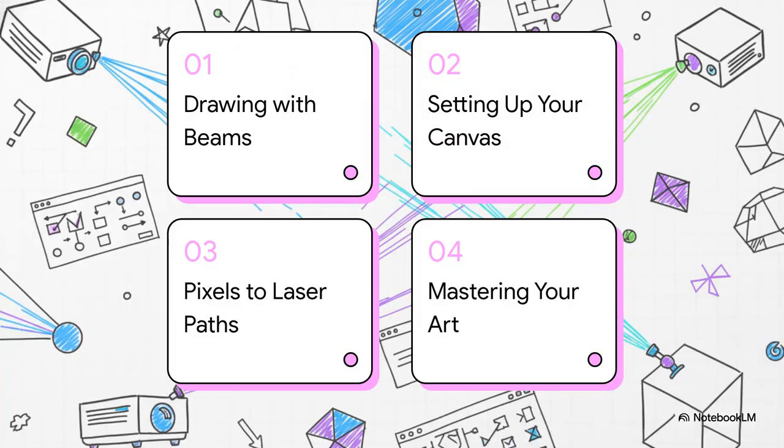So here's our game plan. We're going to break it all down into 4 key parts. First, we'll cover the absolute basics of what it means to work with lasers. Then we'll get into the nitty-gritty of the practical setup. After that, we dive into the fun stuff, the creative process of turning your visuals into laser paths. And finally, we'll look at the pro tools you need to really polish your masterpiece.